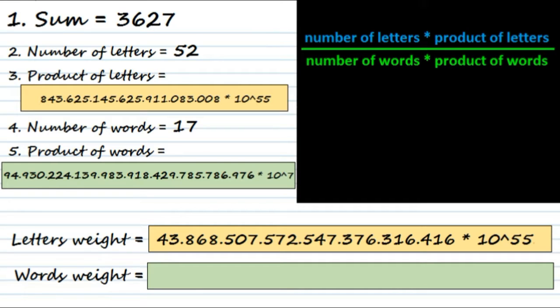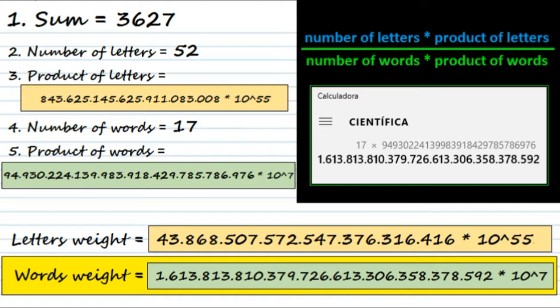And for the weight of the words, we have to multiply the number of words, that is 17, by the product of the letters, that is this large number. So the weight of the words is 17 times this large number equals 1 nonillion, 613 octillion, 813 heptillion, 810 sextillion, 379 quintillion, 726 quadrillion, 613 trillion, 306 billion, 358 million, 378,592 times 10 to the 7th.